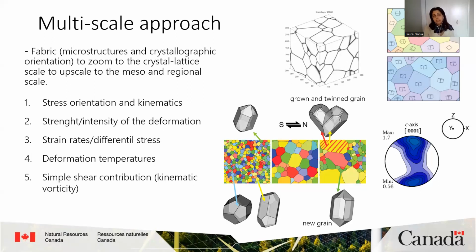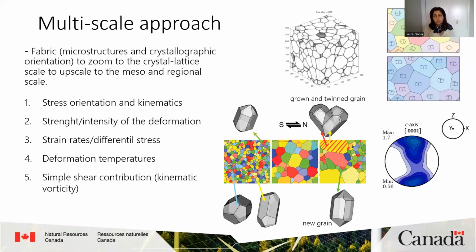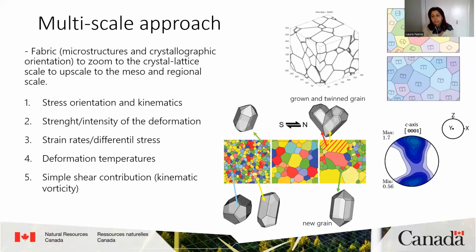And we can plot the orientation of the grains in what are called pole figures, here on the right. So basically a stereographic projection of, for example, in this case, the z-axis, so the elongation axis of calcite.